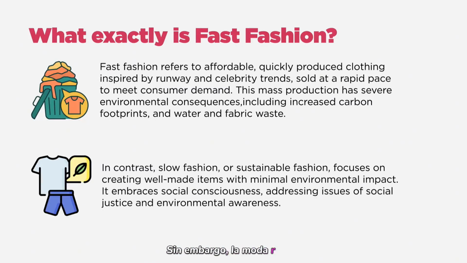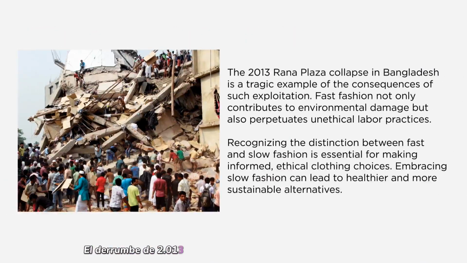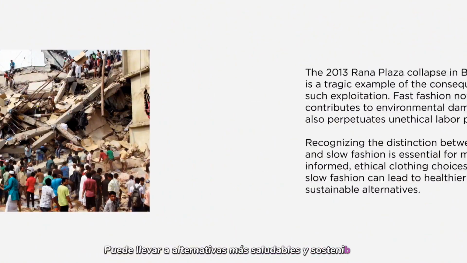Fast fashion, however, often lacks labor protection, exploiting workers in countries with fewer regulations, leading to instances of modern slavery. The 2013 Rana Plaza collapse in Bangladesh is a tragic example of the consequences of such exploitation. Fast fashion not only contributes to environmental damage but also perpetuates unethical labor practices. Recognizing the distinction between fast and slow fashion is essential for making informed, ethical clothing choices. Embracing slow fashion can lead to healthier and more sustainable alternatives.